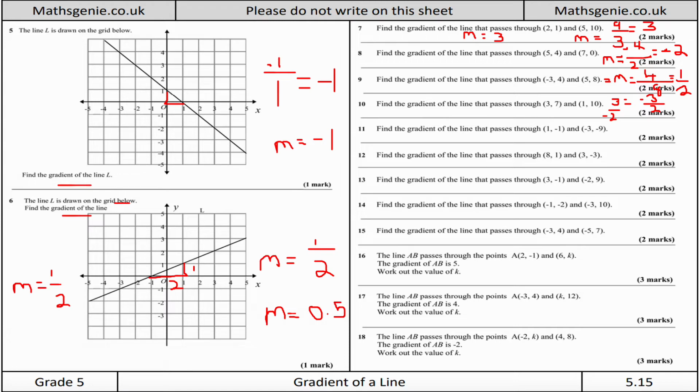Again, finding the gradient passing through 1, minus 1 and minus 3, minus 9. So it's negative 9 subtract negative 1. So it's negative 9 plus negative 1, which becomes negative 8, because the 2 minus signs change to a positive. Minus 3 subtract 1 is negative 4. So minus 8 divided by negative 4 is equal to 2.